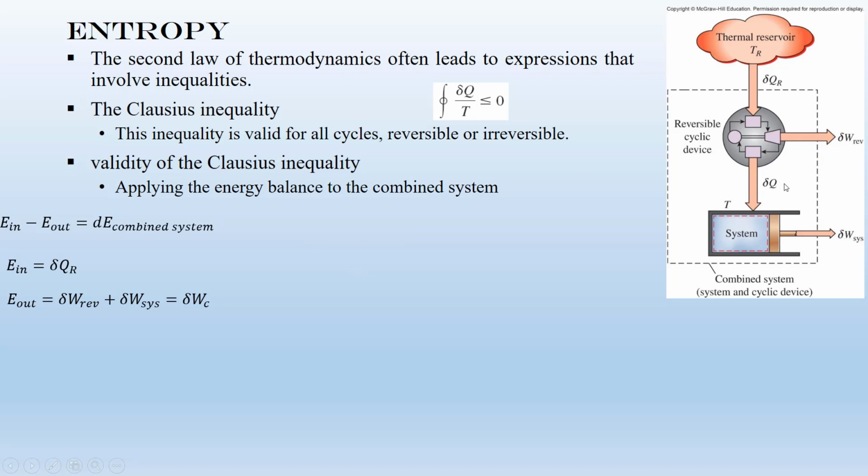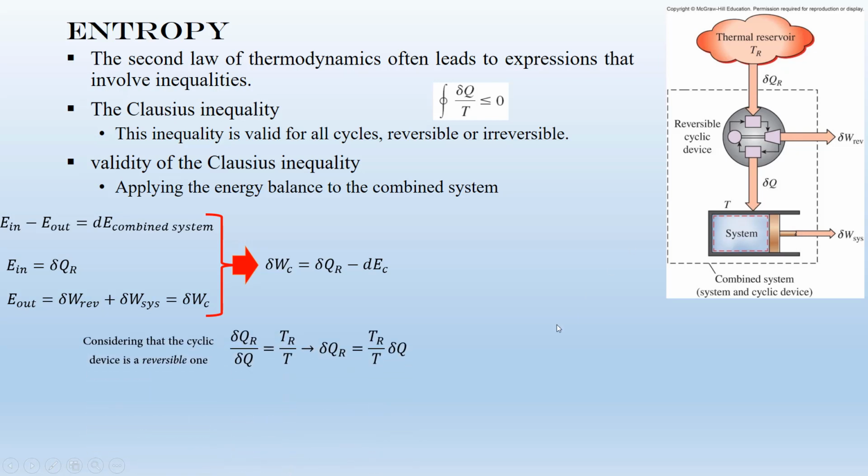If we combine these two delta W, we just show them as the delta WC. Now let's combine these three equations. If you substitute for E in and E out from these equations, we can rewrite these three equations into this format, correct? This device is a reversible cyclic device. So for this device, we can write delta QR over delta Q equals TR over T. You learned it in chapter 6, if you remember, correct?